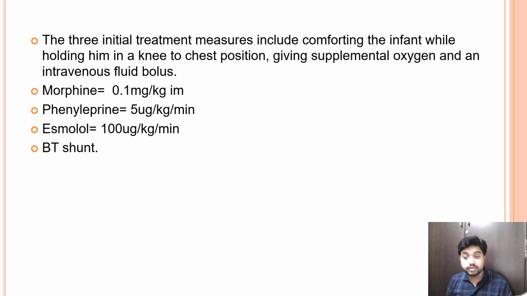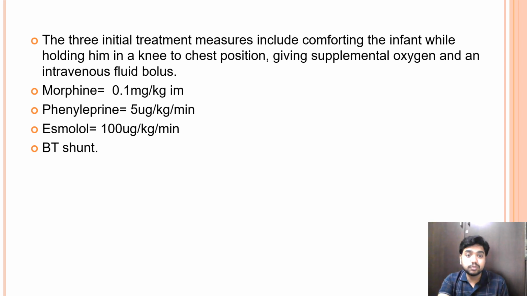Then oxygen, always oxygen, because he is completely getting desaturated. The complete left side circulation throughout the body is getting desaturated blood. So give 100% oxygen always. Then intravenous fluid boluses, because he is completely getting dehydrated. Most of the time this hypercyanotic spell gets triggered because of some acute situation. So always give fluid boluses.